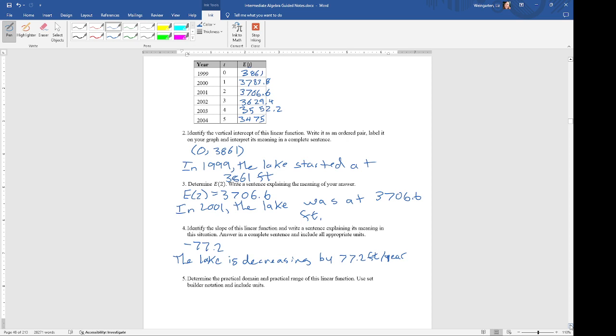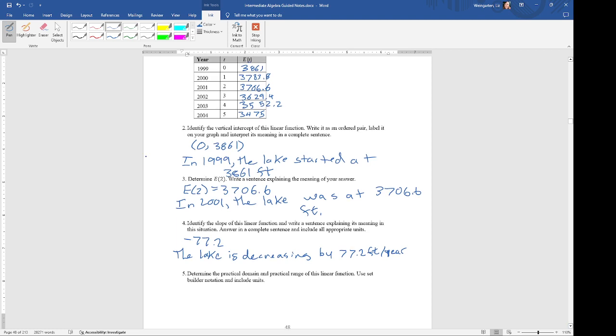Determine the practical domain and practical range of this linear function. Use set builder notation and include units. So let's start with the domain. What sort of inputs do we have? This is set builder notation. We start with a curly bracket. We put our independent variable in there, t for time, in a vertical line. That vertical line means such that.